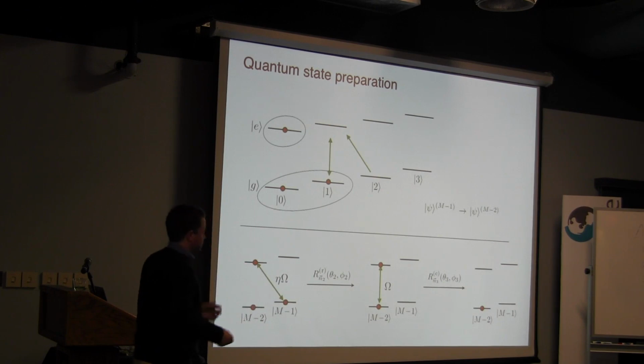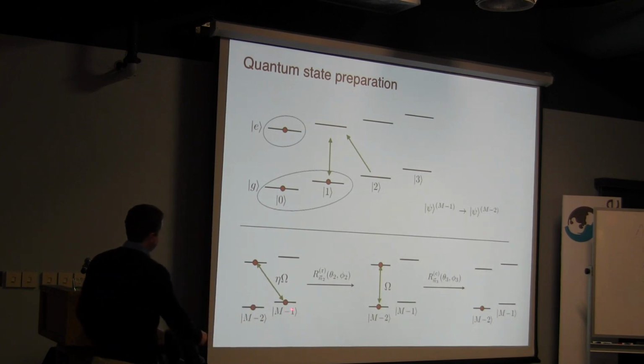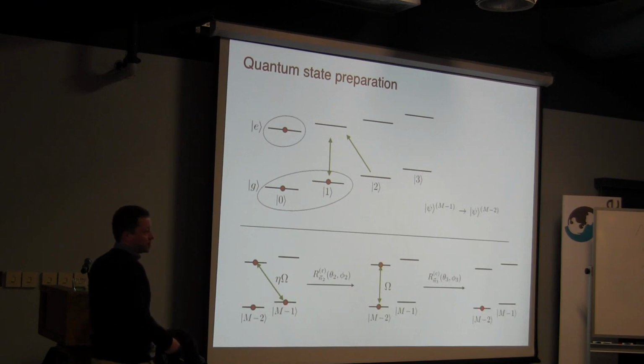Now the reasoning is the same. So I start from something, now I start with m minus 1. I can have some population up there, but given these two types of amplitudes, I can find a unitary rotation which maps this superposition onto just the population up there. If I have this superposition, I can find a unitary which maps this superposition back on the population just in this state.